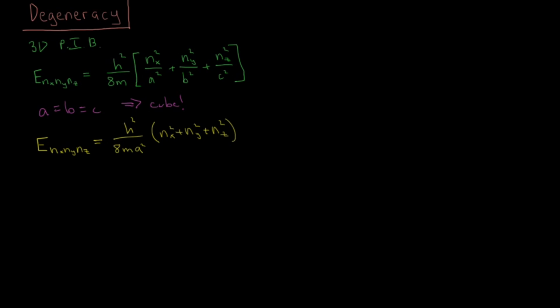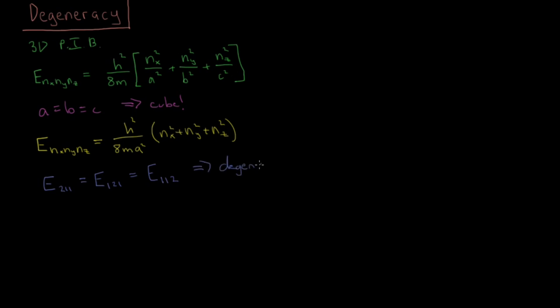Okay, so now if you plug in the values for the case of E of 2, 1, 1, where nx equals 2, ny equals 1, nz equals 1, that'll be the same energy as E of 1, 2, 1, where ny equals 2 and the other ones are 1. And that's also the same as where nz equals 2 and the others are 1. So this is what is referred to as degeneracy.